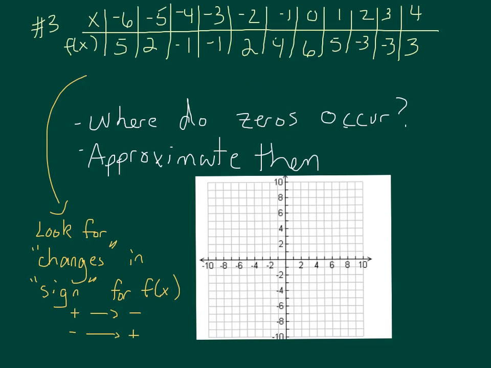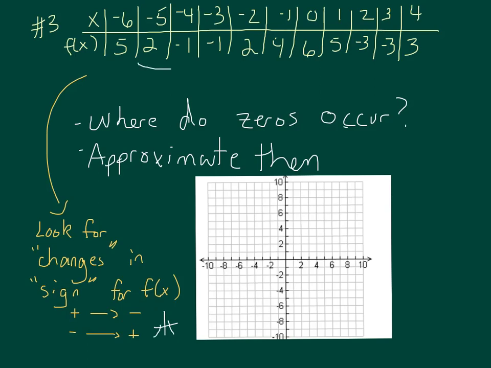Okay, so what I've provided you with here is a set of data, a set of several ordered pairs up here, and I want you to find out from this set of data, where do the zeros occur? Where does it cross the x-axis? Well, here's a clue. Look for changes in the sign of y, or in f of x. Look for when y goes from positive to negative, because that means right there is where it crossed the x-axis. Positive to negative it crosses, or negative to positive it crosses.